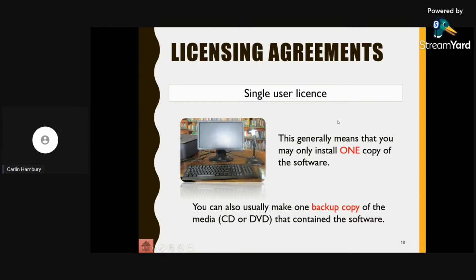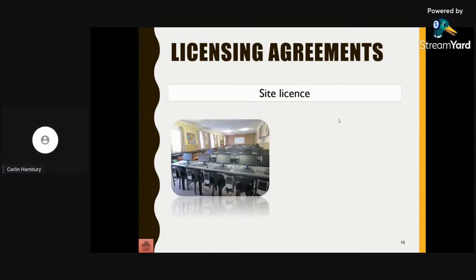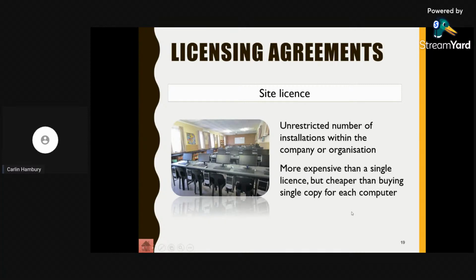So what they've come up with is what's known as a site license. Now, when we talk about your site, we're talking about one geographical area. So your school as a whole, that will be one site. So you buying one license to have unrestricted numbers of installations done on that site, like within that company, within that organization. It is more expensive than a single license, but it is cheaper than buying a single copy for every computer.